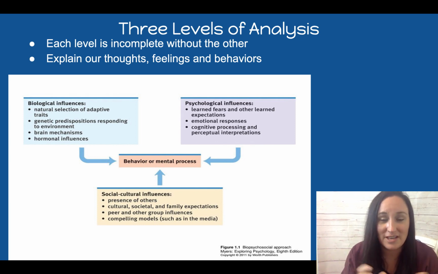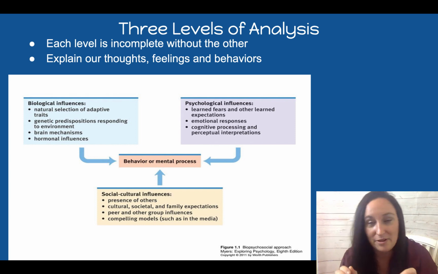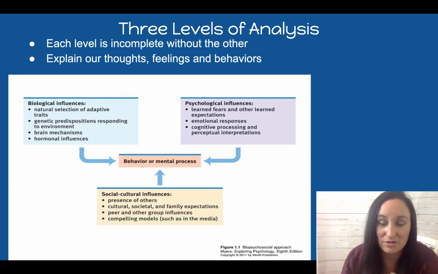Each level is connected and complements the other. So biological is one piece of why we think and behave how we do. Psychological is one other piece of why we think and do what we do. And then sociocultural is that third piece. So these 3 kind of encompass everything.